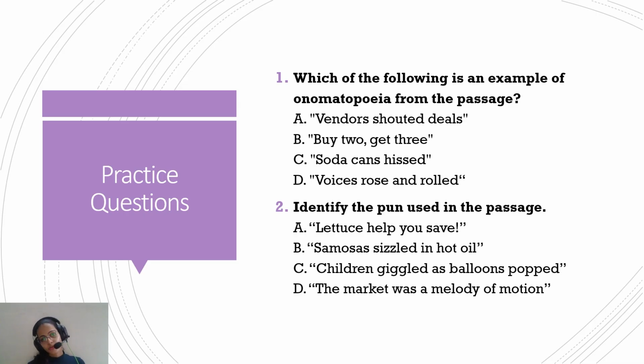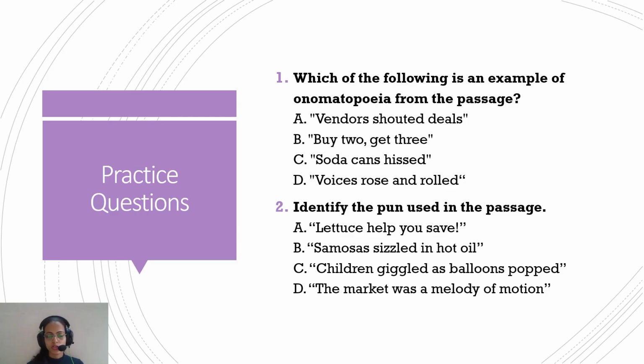So we have done onomatopoeia. Onomatopoeia are the words that evoke the sound. So these are the words that are exactly the text that are making that sound, not describing sound. For example, option A, vendors shouted deals. Here you might think that shouting is an act of producing sound. It is an act of producing sound, it is not exactly the sound. So option A is not the correct option.